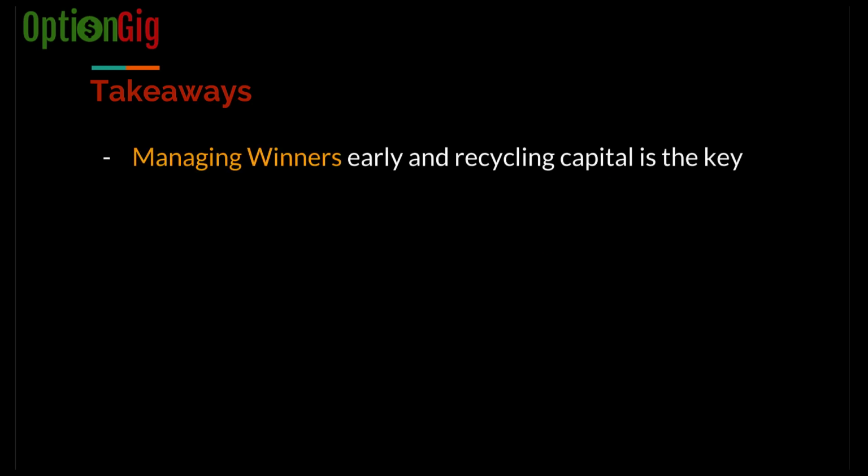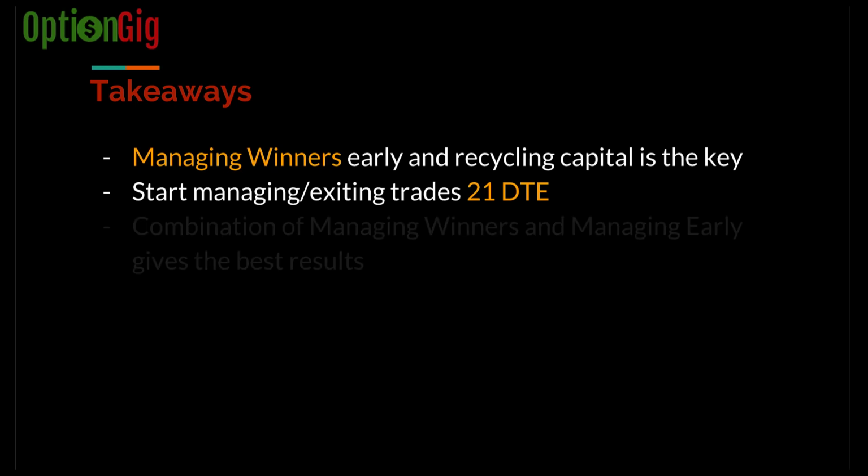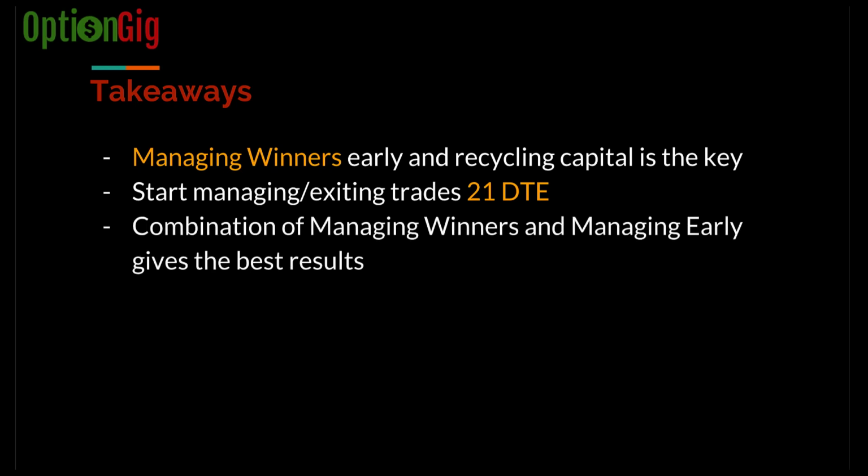All right, so takeaways from today's session. Managing winners early and recycling capital is the key to increasing your overall portfolio profitability. Start managing or exiting the trades at 21 days to expiration. Like we have seen, the combo of both of them works best and gives us the best result. The combination of managing the winners at 50% or 25%, whatever the profit target is, and managing early gives us the best of both worlds.